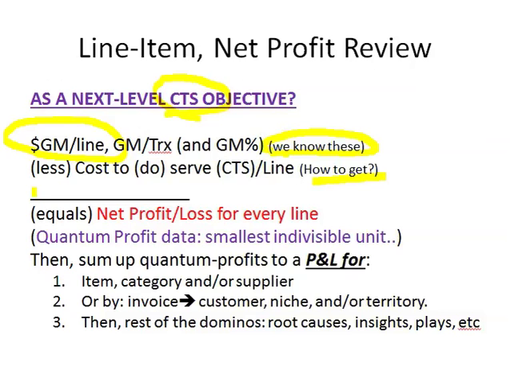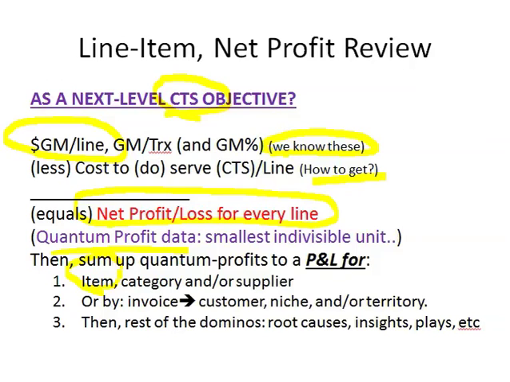So if we can do that and get to the net profit or loss on every line item scenario event, that's what we call quantum profit data. In other words, we can't get any smaller indivisible unit of profit and loss than a specific scenario on a specific line item event. Then we can take that and sum it up. So if an item had 147 picks, we'll add up all 147 line item events and say, did we actually make money this year on that item the way it was sold and picked? Yes or no, and how much?